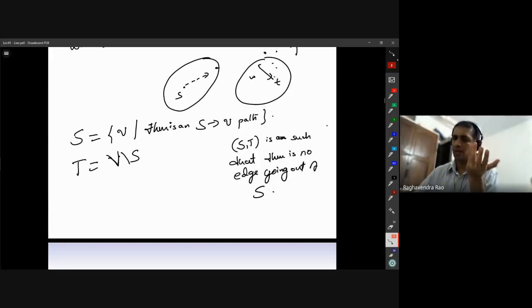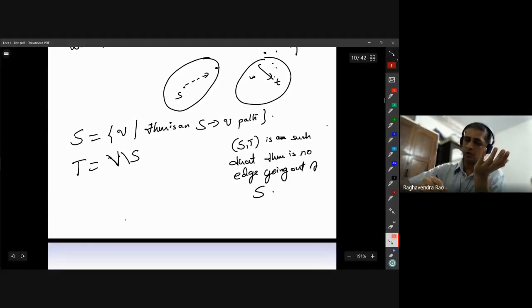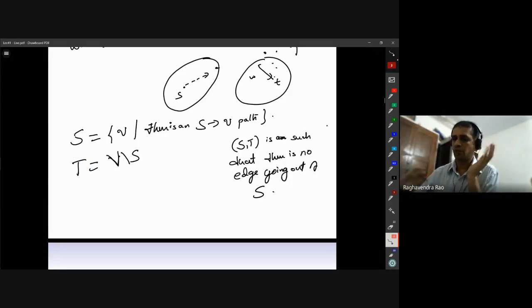Now it will be an S-T cut if S is in one part and T is in the other part. And clearly T has to be in capital T, right? Because there is no path from S to T in GF. So that part is clear. So it is a cut. But what is the value of that cut?